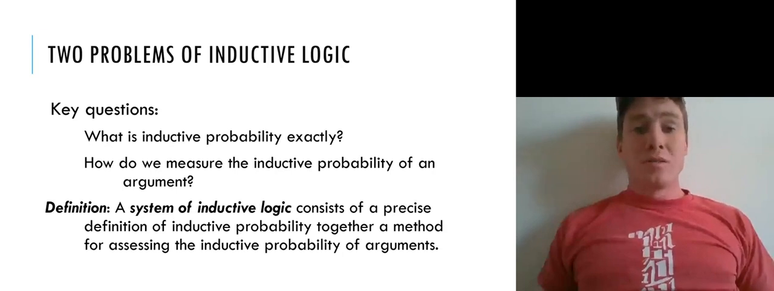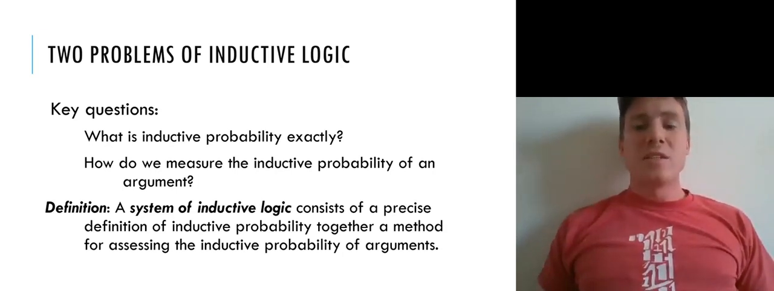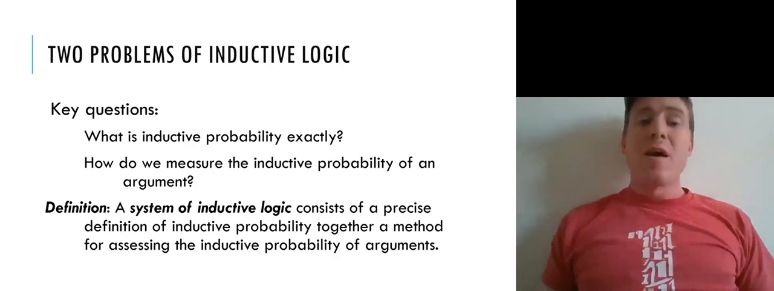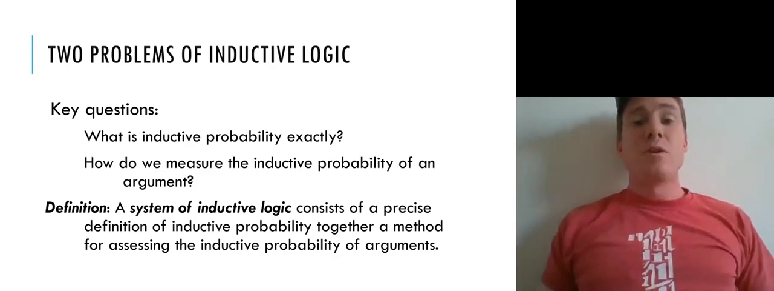So here we'll define what a system of inductive logic is. This is what we're after. A system of inductive logic is going to consist of A, a precise definition for inductive probability, and B, a method for assessing the inductive probability of arguments given that definition. Okay? This is what a formal, rigorous system of inductive logic would be.